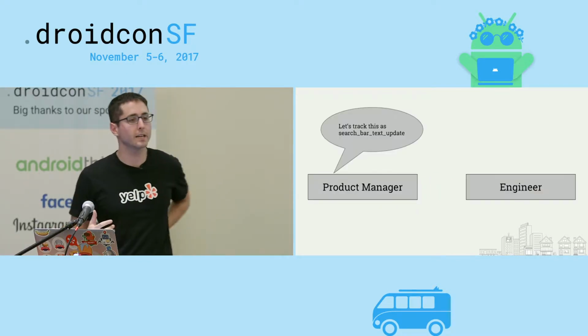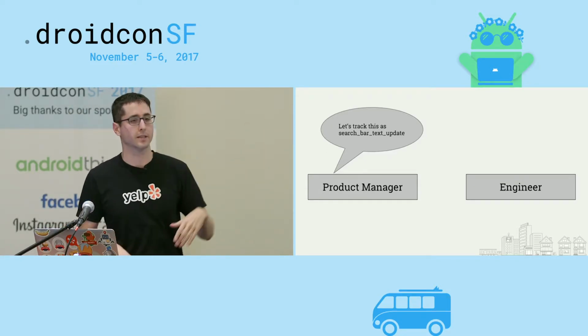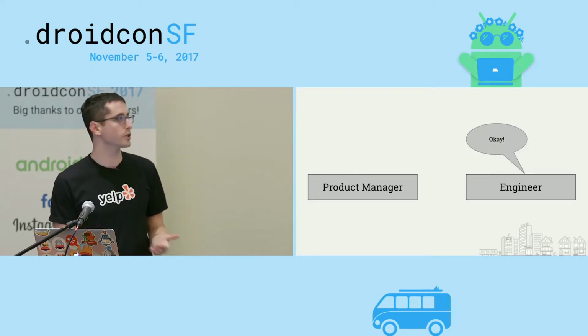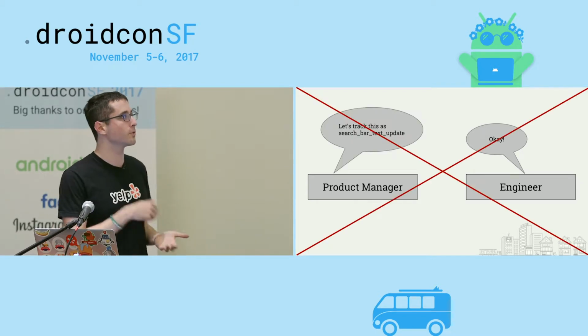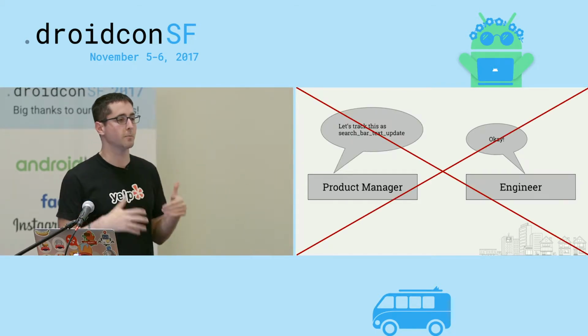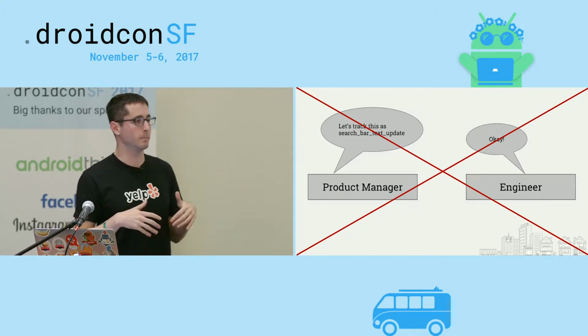For example, you can get into this situation where your product manager is saying, we need to track this thing. Track it as search underscore bar underscore text underscore update. And then you're just like, OK, cool, we'll do that because I don't care about how this data looks. And that becomes really problematic because that means you are now letting the complexity of maybe having multiple different schemas for your data creep into your implementation.